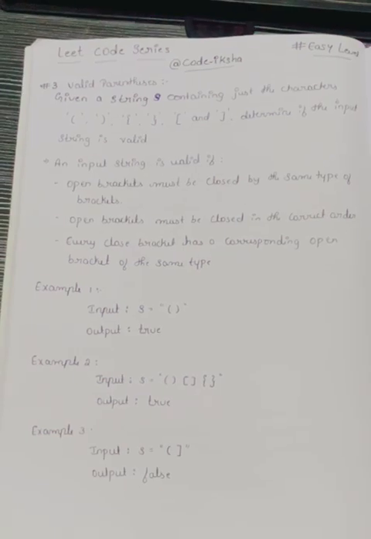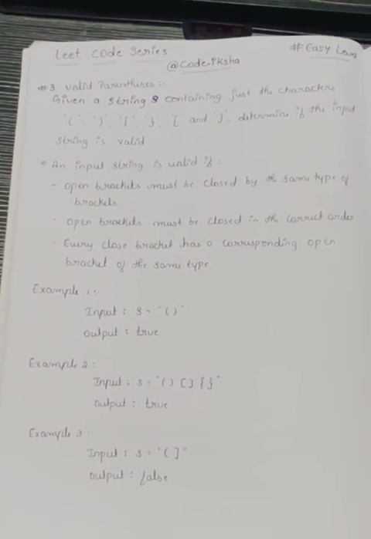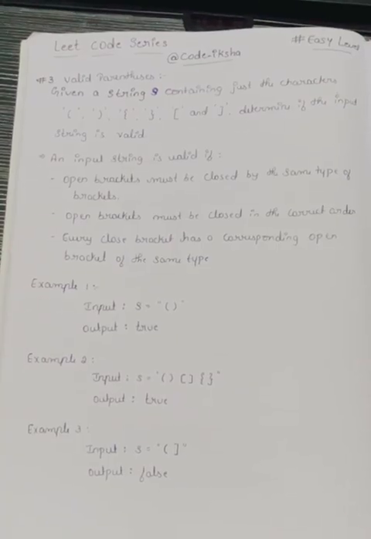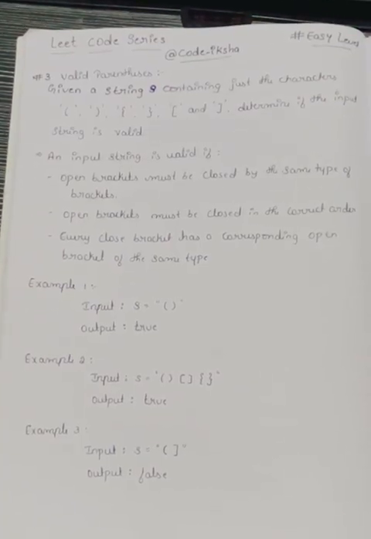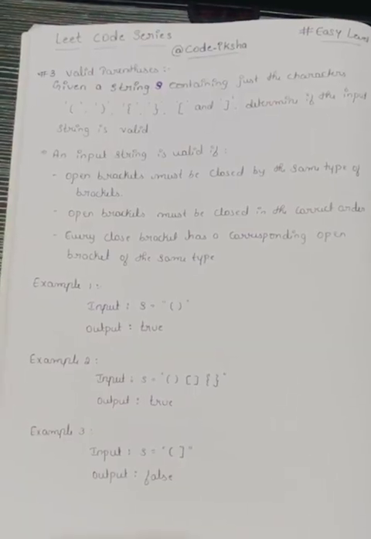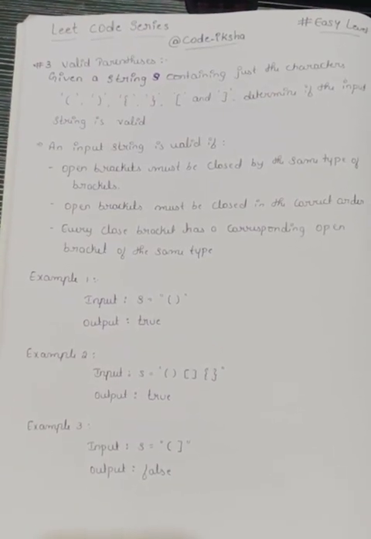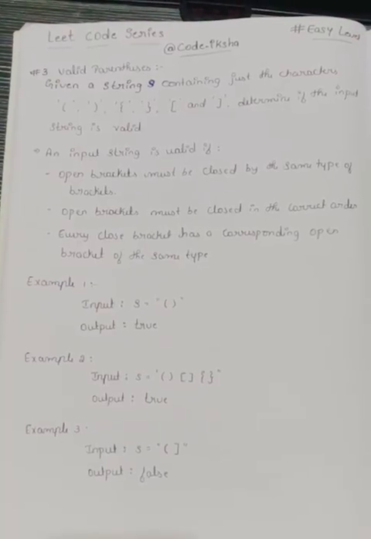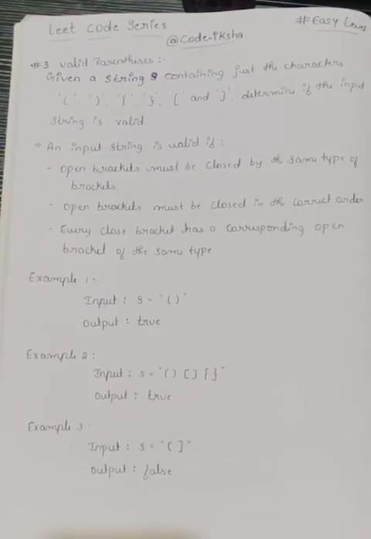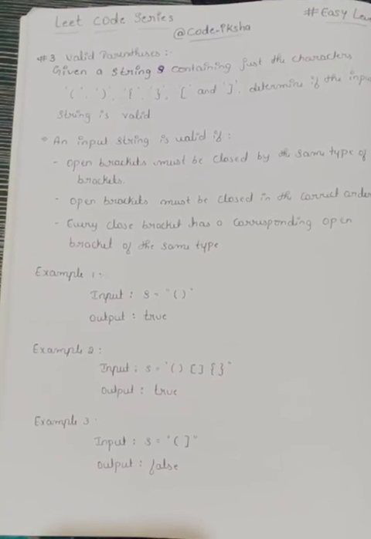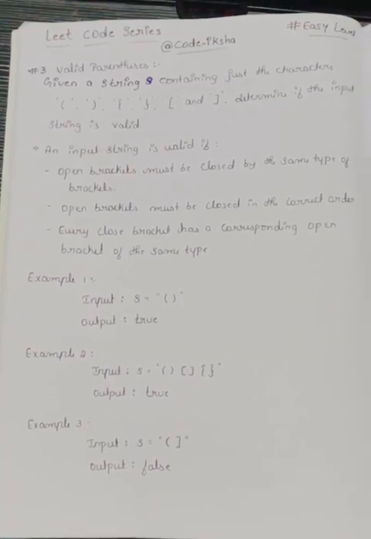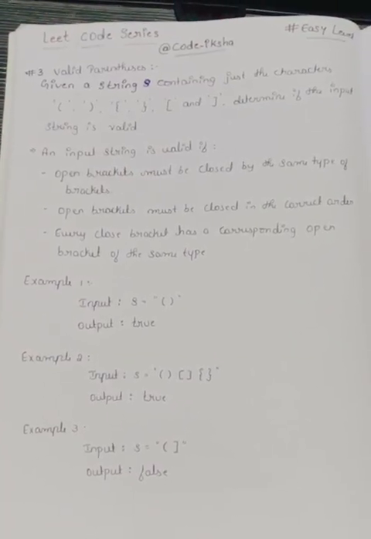The problem states: given a string s containing just the characters of a set of parentheses, determine if the input string is valid. A string is valid if every opening bracket has a matching closing bracket, brackets close in the correct order, and the same type of brackets must close each other. Let's see the examples to understand the statement clearly.